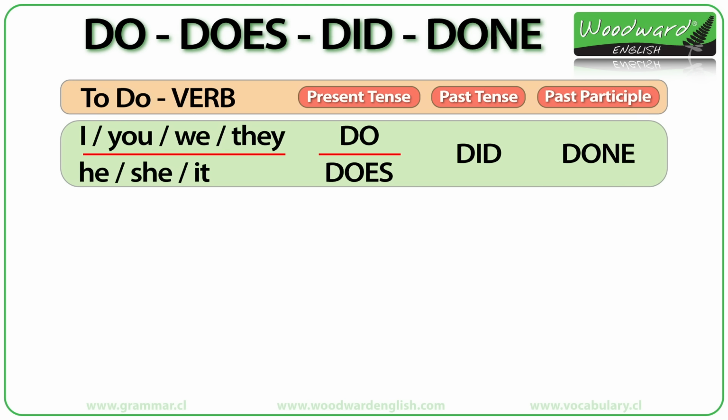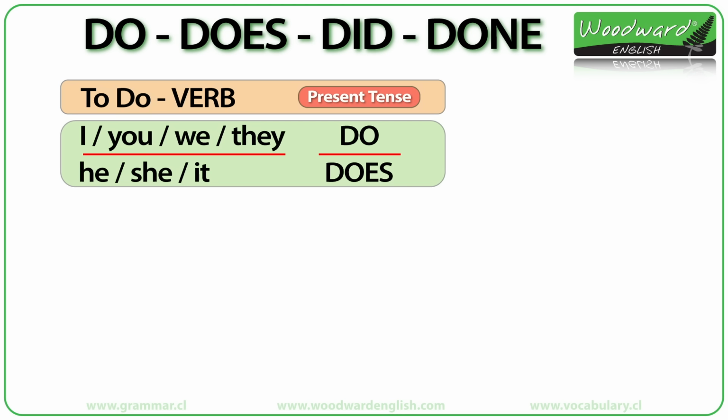As we have seen, the verb to do has 4 forms: do, does, did, and done. Let's look at its form in the simple present tense. With the verb to do in the present tense, we say I do, you do, we do, they do, but we say he does, she does, it does. Let's look at some example sentences.